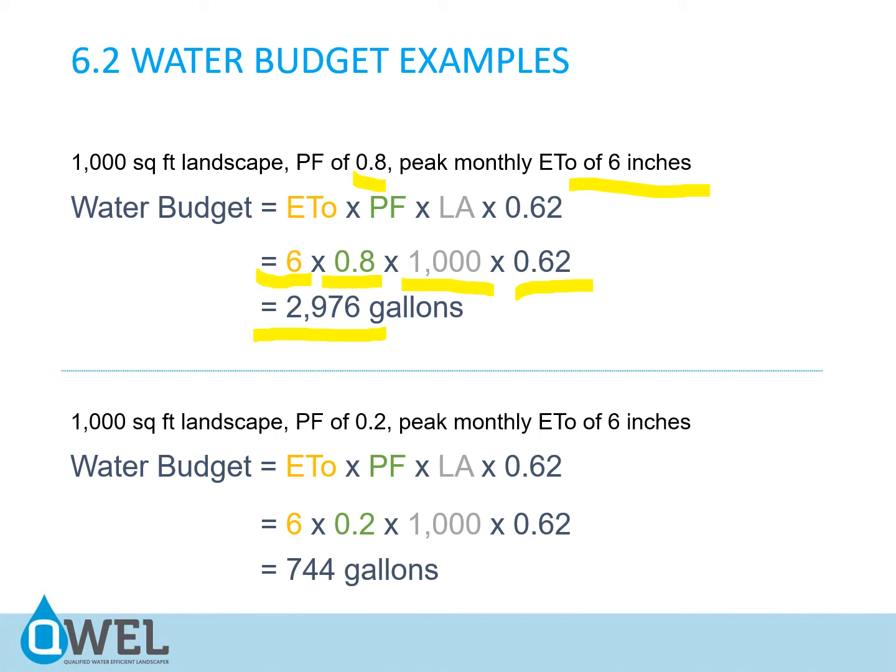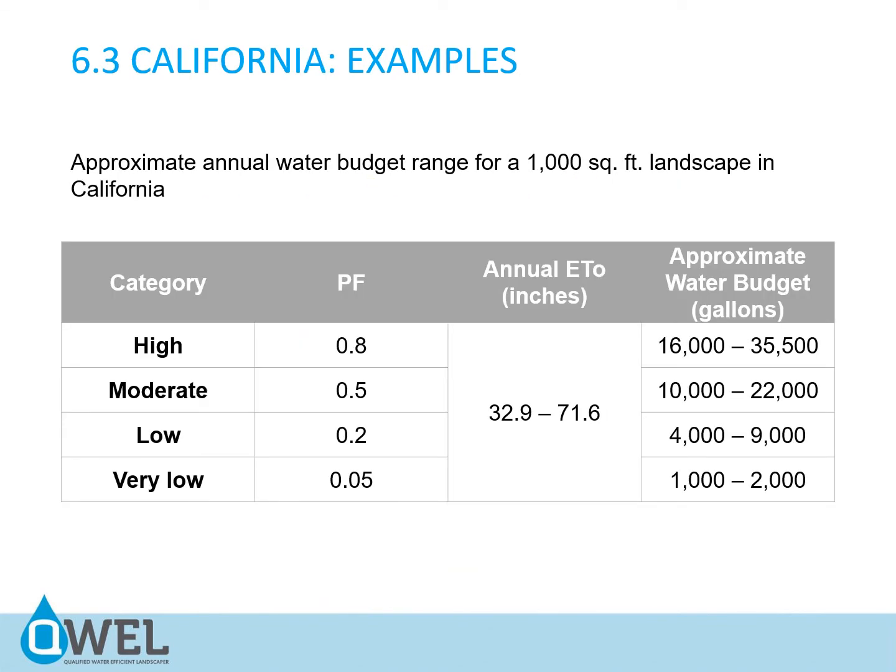So now we're going to take a look and see what it looks like if we were to use plants that have a low water use plant factor. So here we have the same exact area. The only thing that we're changing in this equation is the plant factor. Being that it only requires 20% of ETo, we're going to be using the same formula of 6 times 0.2 times 1,000 square feet converted to gallons, which equals 744 gallons, which is quite a savings over the 2,976 gallons.